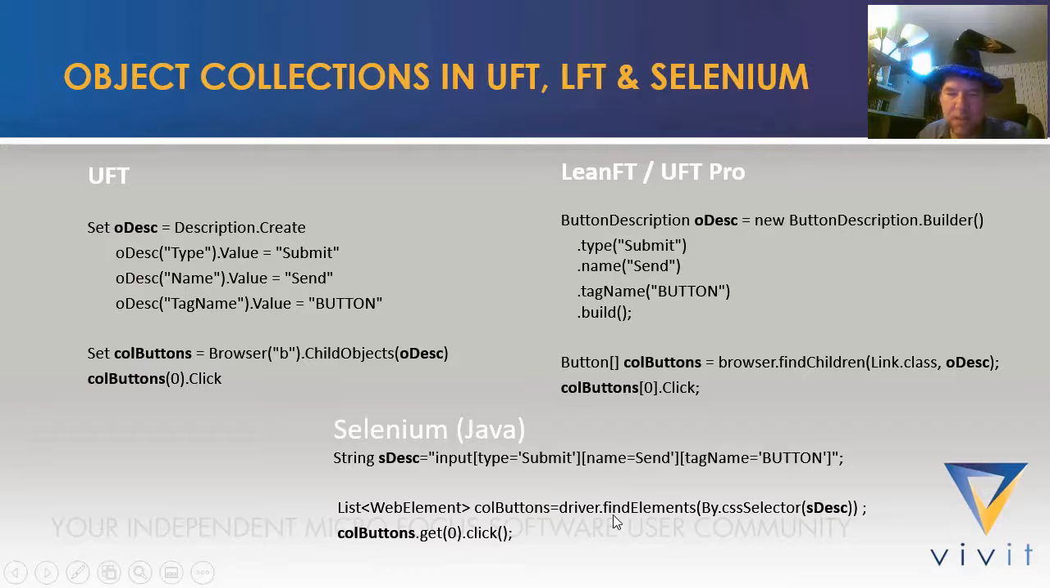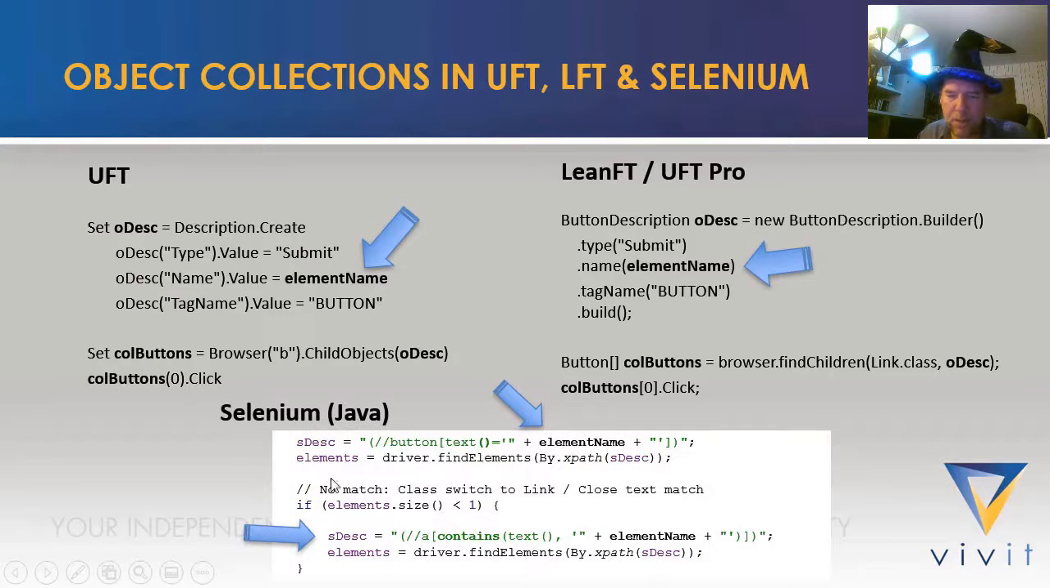But there is another way that you can do this as well. Here's our description. We're looking for a button over here, and we will just create an XPath description. So this is an XPath description. We get our elements, and then we look to see if our element size is greater than 1. Did we find one or more elements that are visible? If we did, that's great. But if it's less than 1, it means there were no elements found.